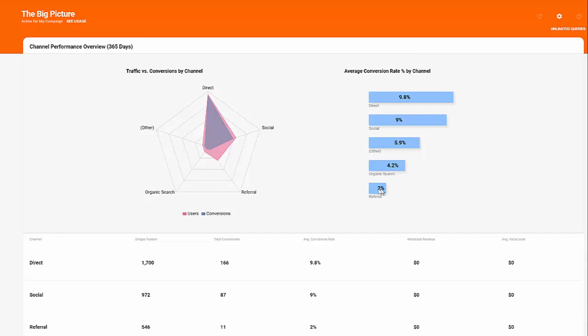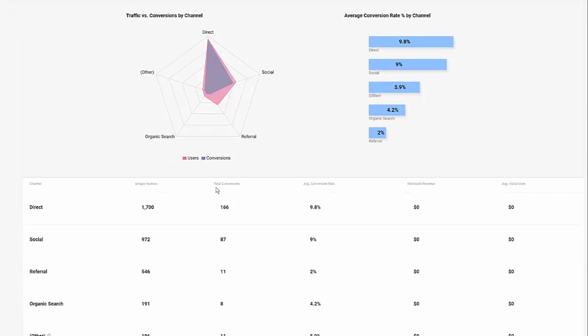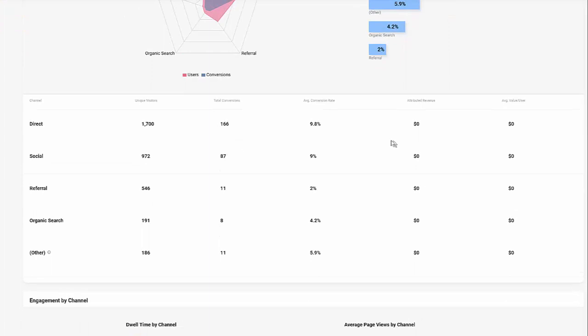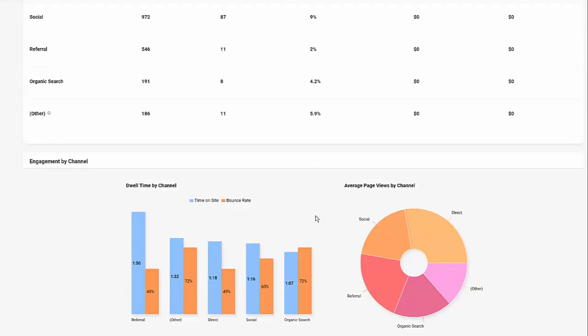So we'll look at what we're doing there, and if there's anything that we are paying for or investing time and energy in, it's not really paying off that well. Whereas our direct and social channels are converting at nearly 10%. Okay, so the table below it just fleshes that out in more detail. You can break down your actual numbers by channel. If you have e-commerce data hooked up, you can see your attributed revenue and your average value per user.